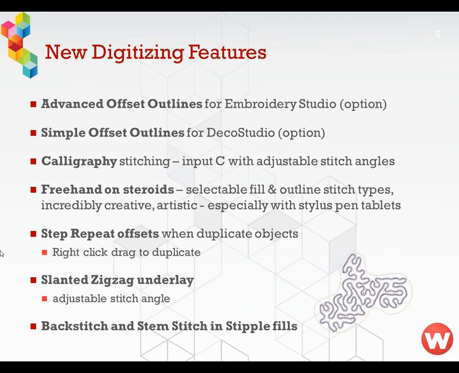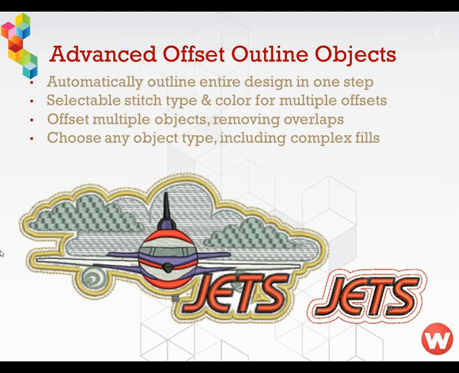Step repeat offsets, where you, with the click of a button, can duplicate an object just by right-clicking and dragging to duplicate, and Control-D. So really quick shortcut keys to duplicate and kind of offsetting the existing design. Slanted zigzag underlays. So with specific underlay settings now, guys, you can actually change the angle setting and angle control. So if you want your underlay stitch to be perpendicular to your cover stitch, you can now do that for specific underlays. Backstitch and stem stitch.